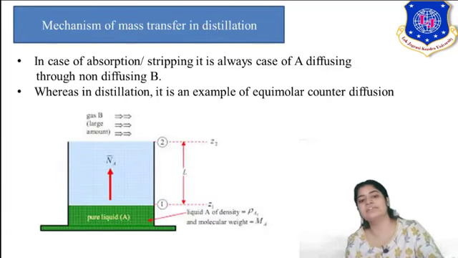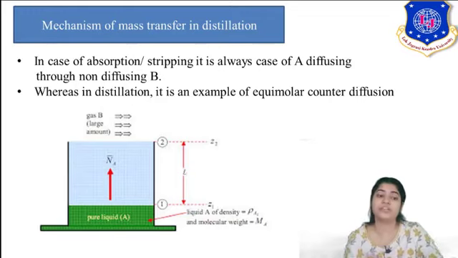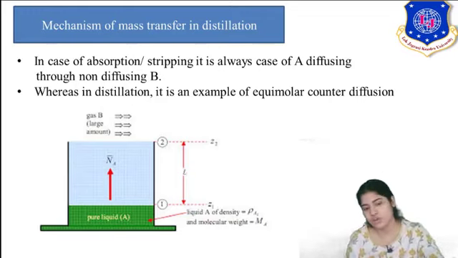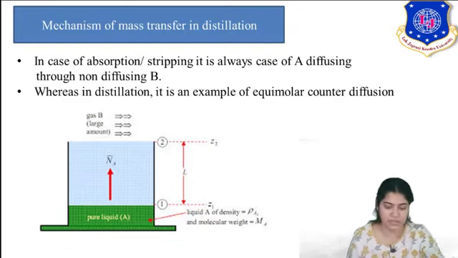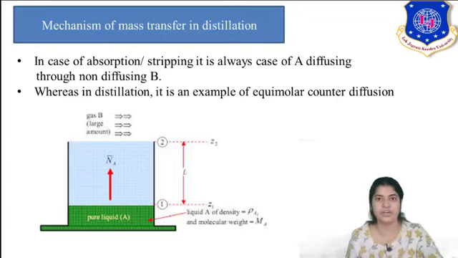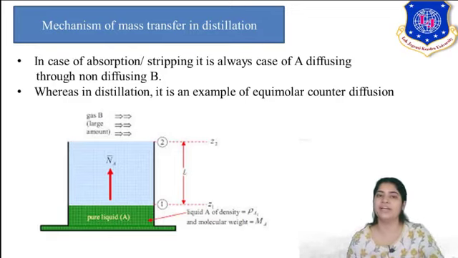Now, what is the mechanism of mass transfer in distillation? Like absorption and stripping, that is an example of A diffusing through non-diffusing B. It is an example of unimolecular diffusion, where only one entity is moving, whereas another entity is stagnant.